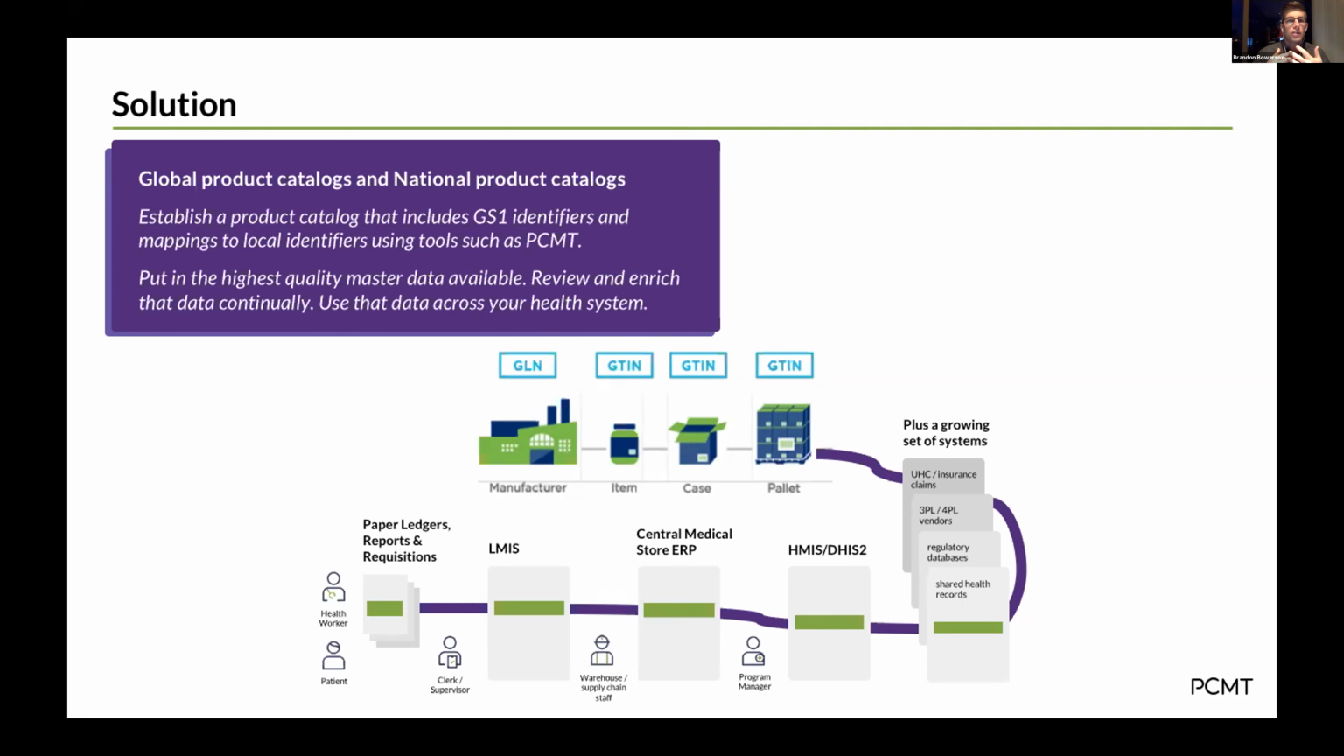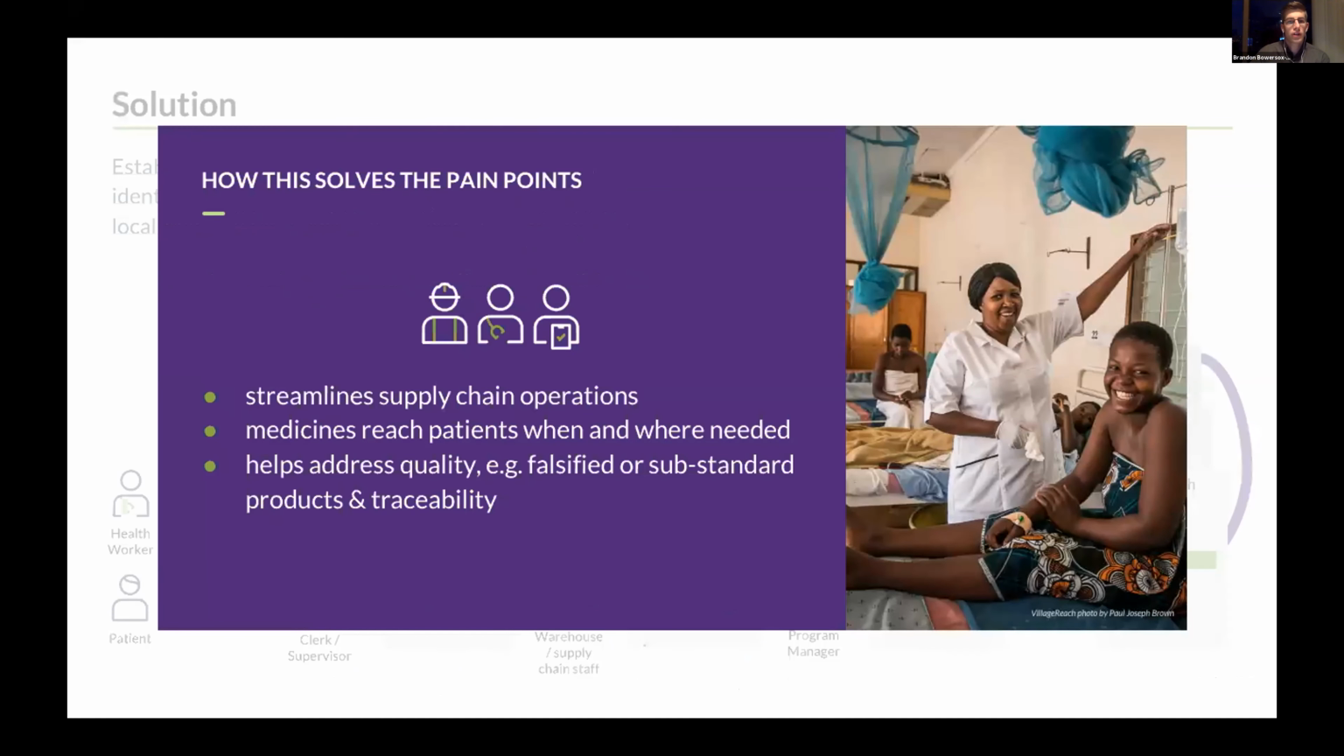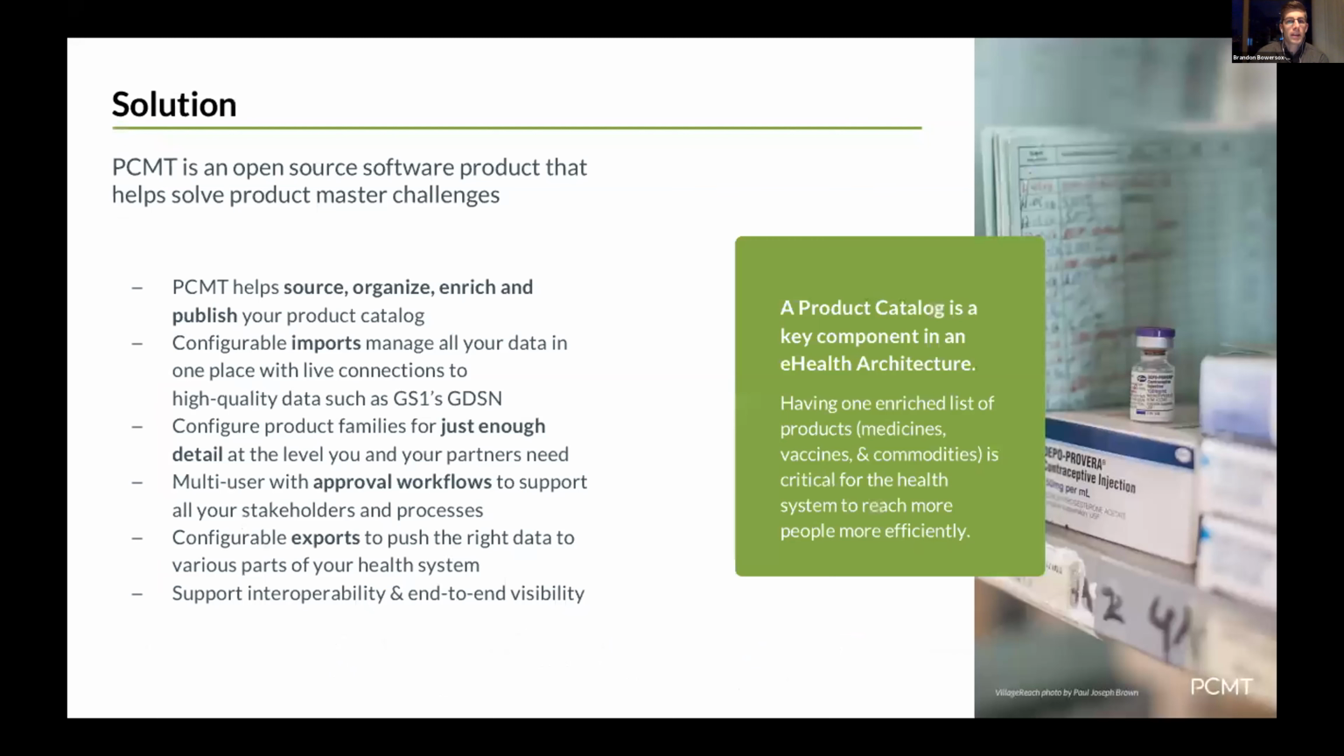So the idea is you create a product catalog with a tool like PCMT that we'll see. You put in high quality master data, you're reviewing and enriching your catalog data continually, and you're using that catalog data across your health system. And so that can help streamline supply chain operations, help medicines reach patients when and where needed, and help address issues of quality medicines or falsified or substandard products. And we believe that's a key component in an e-health architecture like OpenHIE, having one mastered list, one master product catalog that can serve the whole health system.